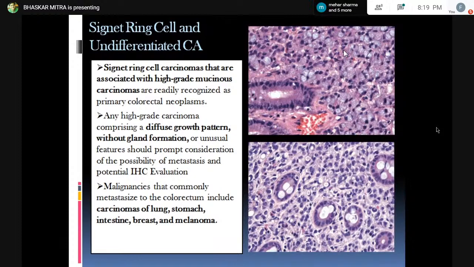They may come from carcinomas of the lung, stomach, breast, or there may be melanomas that involve the colon, giving rise to this typical signet ring cell appearance. Okay, here the key point is the presence of non-malignant colonic glands within the sheets of signet ring cells.